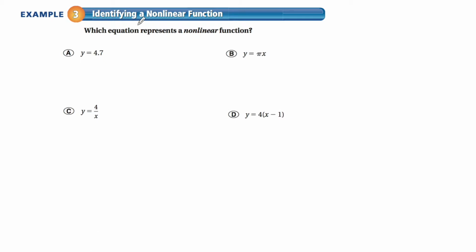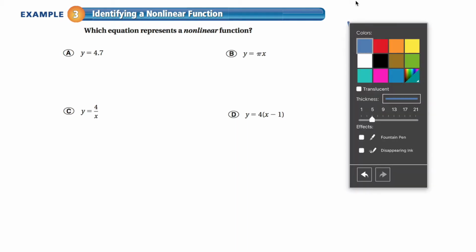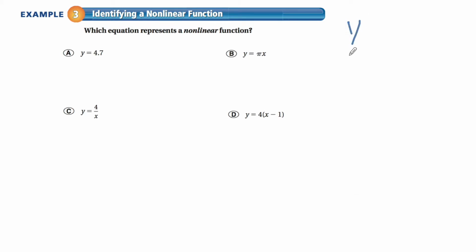Example 3 wants us to identify a nonlinear equation. Which equation represents a nonlinear function? Out of these four equations, we want to know which represents a nonlinear function. Well, we want to think about what makes a linear function. A line is a linear function if it can be written as y equals mx plus b. If it can be written in slope-intercept form, y equals mx plus b, then it's a linear function. If it can't, then it's a nonlinear function.